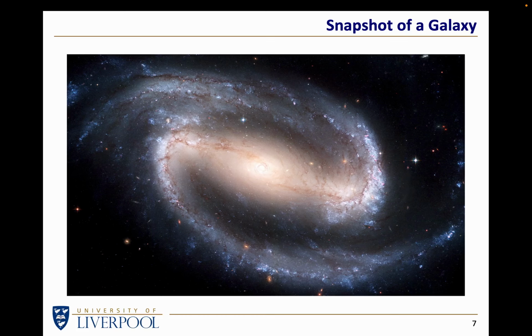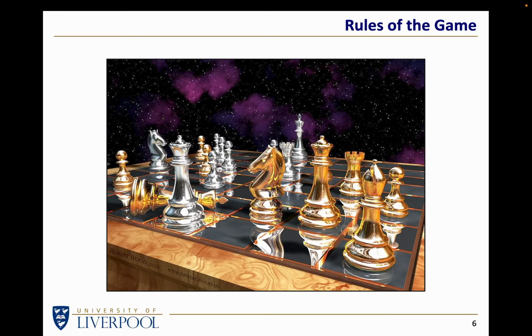We can take a snapshot like this of a galaxy and we can say that looks very pretty, that looks very nice. But can we work out how that galaxy came to be the shape it is, or even the size it is, or the distance it is? Can we work out anything about how that galaxy came to be just by taking a picture of it? It's the same problem as the chessboard. No, we don't have enough information.